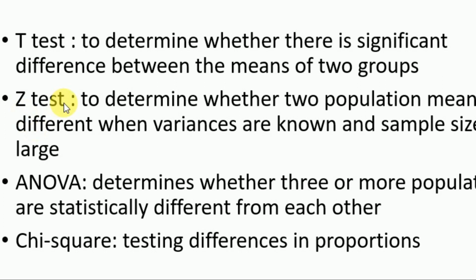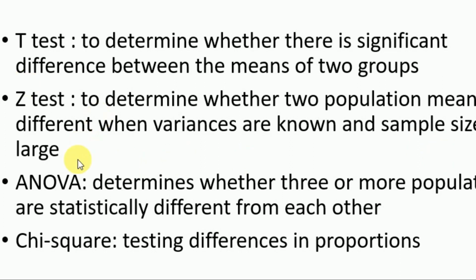Next is Z-test. Z-test is also a parametric statistical test. It is used to determine whether two population means are different when variances or standard deviations are known and the sample is large. Z-test is usually done to determine whether two population means are different when standard deviations or variances are known and sample size is large.